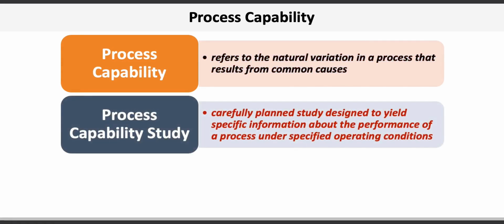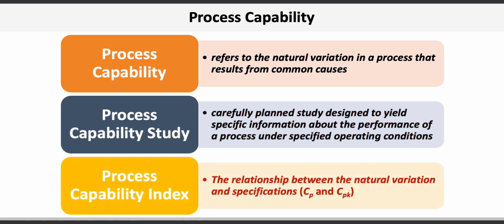A process capability study is a carefully planned study designed to yield specific information about the performance of a process under specified operating conditions. Generally, process capability is based on 3 sigma quality level, where, in a normal distribution, 99.73% of the observations will fall within plus or minus 3 standard deviations from the mean. Thus, a process that is in control can be expected to produce a very large percentage of output between plus or minus 3 standard deviations of the process average.